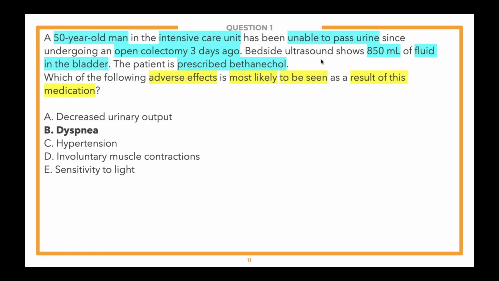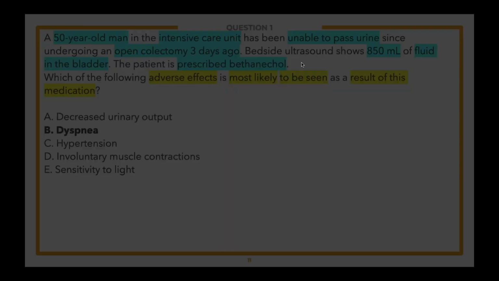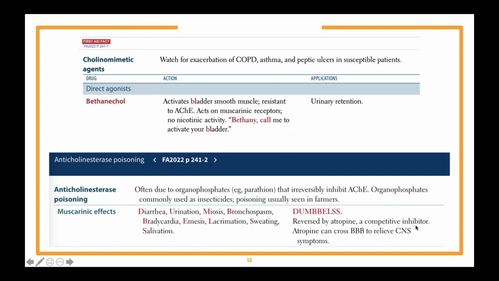So let's take a look at what's going on. We are fortunate in this situation that we are given the name of the medication. We're not needing to investigate that or come up with that. They tell us what the medication is. In this case, it's bethanechol. But that requires a little bit of information about what bethanechol is. So if we take a look at the next slide, you can see that bethanechol is a cholinomimetic agent. So it's a cholinergic agonist that mimics the actions and effects of acetylcholine at muscarinic receptors.